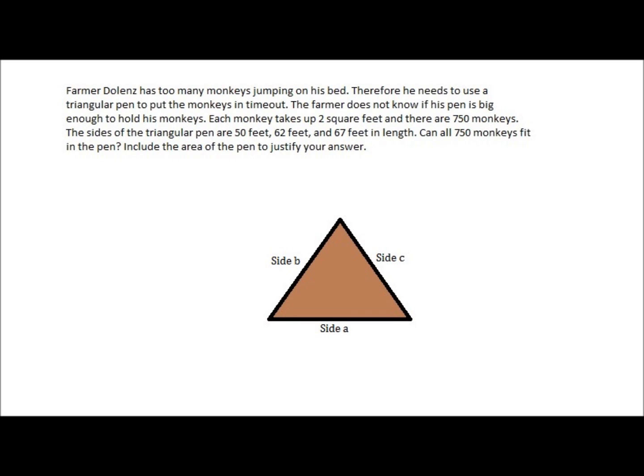So to start this problem, we want to make sure we draw a diagram so we know what we're talking about. You can see we have a triangle, and the sides have been labeled side A, B, and C. That will become important later, but for now, just know which is A, which one's B, and which one's C. Now that we've drawn our diagram, we're going to be labeling the sides. So side B will be 50 feet, side C will be 67 feet, and side A will be 62 feet, as described in the problem.